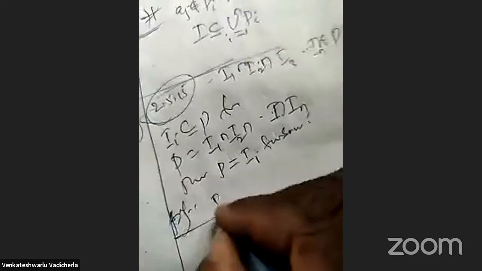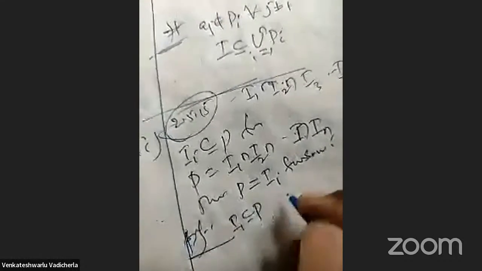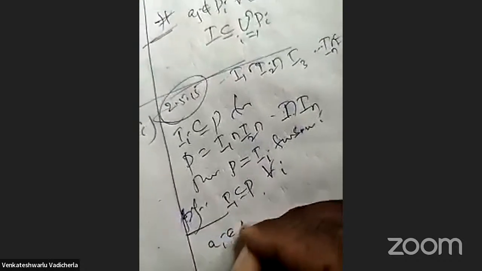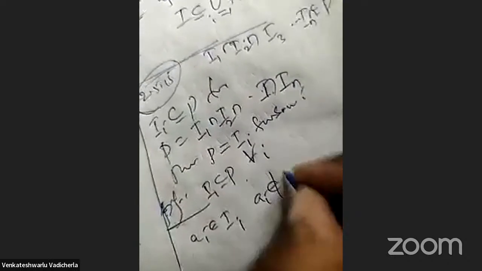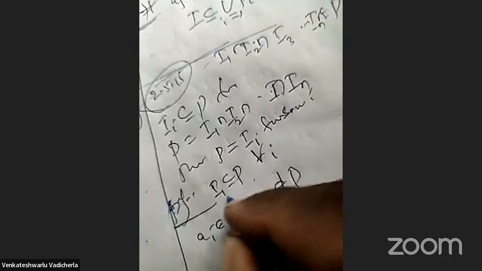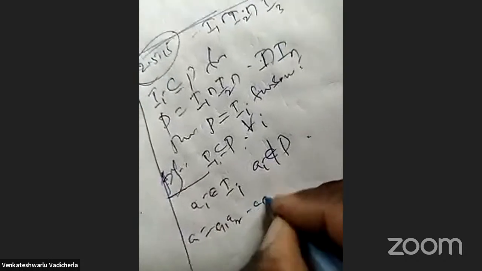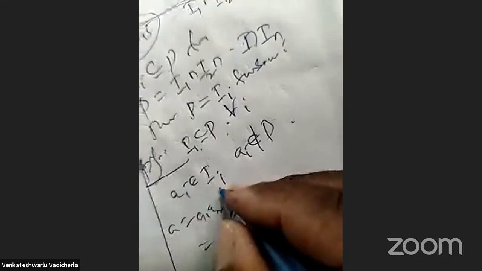The proof: suppose Ii is not a subset of or equal to P for each I. We can choose ai belonging to Ii such that ai does not belong to P. This is the subset definition: one element of the first is in it, the second element is not. Then the product a can be written as a1, a2 up to an, where a1 belongs to I1, a2 belongs to I2, an belongs to In.